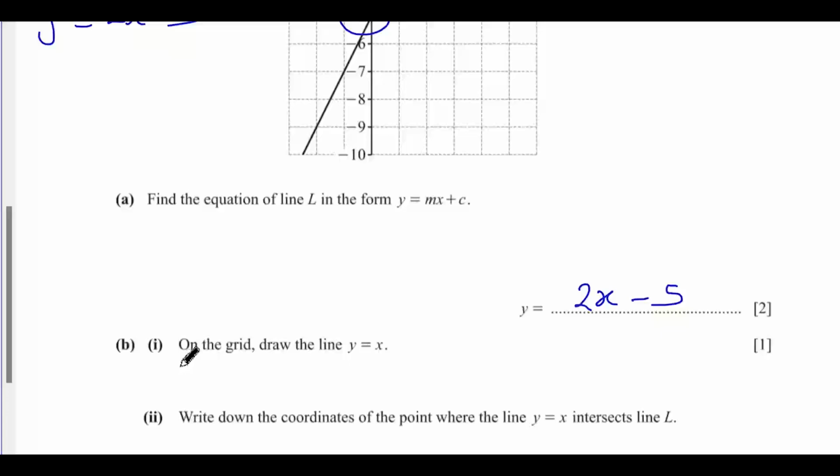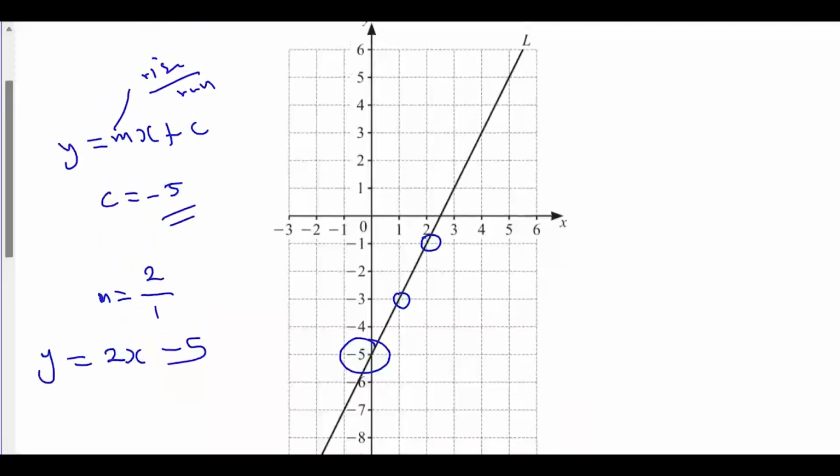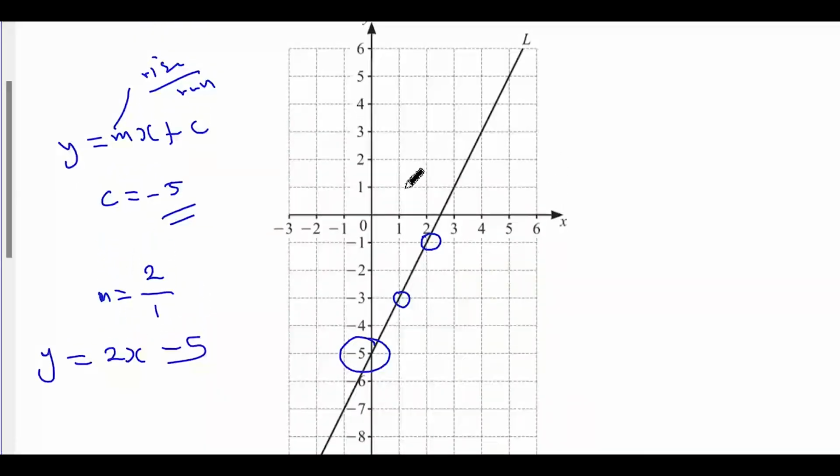Part B, Roman figure 1. On the grid, draw the line y equals x. So the line y equals x is where the values of x and y are equal. So we have a point here: x equals 1, y equals 1. We have another point here, x equals 2, y equals 2, x equals 3, y equals 3, x equals 4, y equals 4, and so on and so forth.